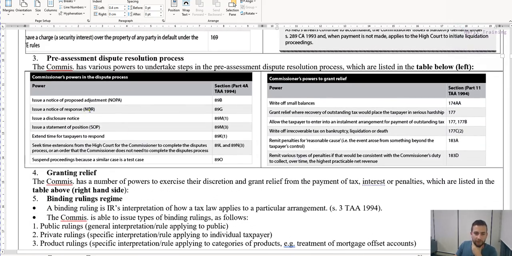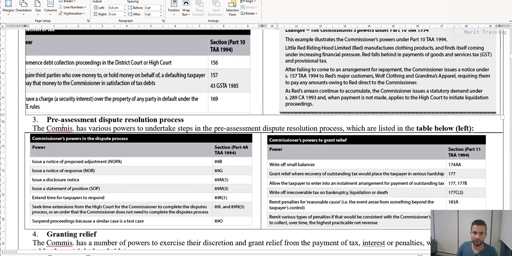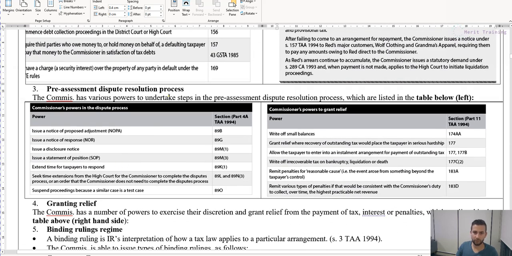Okay, so the third point in terms of what the Commissioner can do is the pre-assessment dispute resolution process. This is basically before the tax return's even been assessed. They can go ahead and do all of these things. Issue a notice of proposed adjustment, which is basically, we're going to make a change to your tax return, so this is a notice outlining what we're going to change. Notice of response, disclosure notice, statement of position, extend time for taxpayers to respond, seek extensions from the High Court for the Commissioner to complete the disputes process, or suspend proceedings because a similar case is a test case.